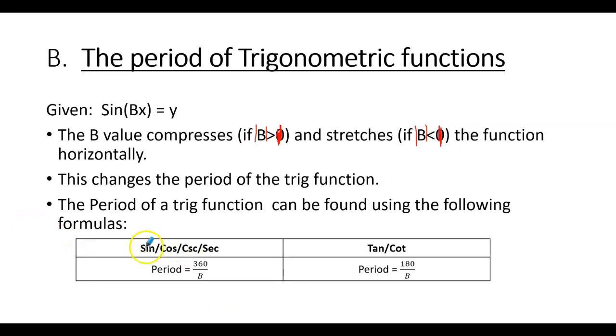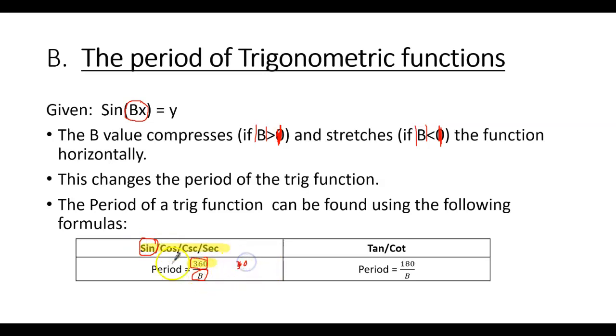So usually with sine, cosine, secant, and cosecant, the period is usually 360. But now we're going to have a b value here, which is going to change the period. And the way that it changes is you just divide the period by b, and that will tell you what the new period is. So for instance, on the last slide we were graphing sine, right? And sine has a period of 360.